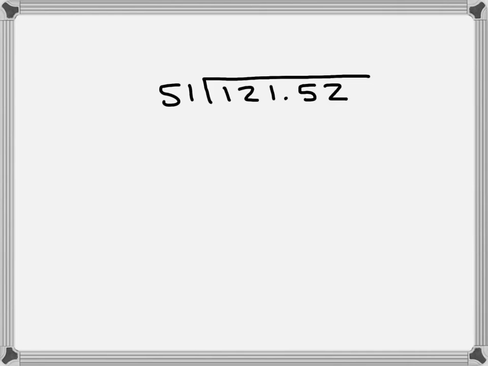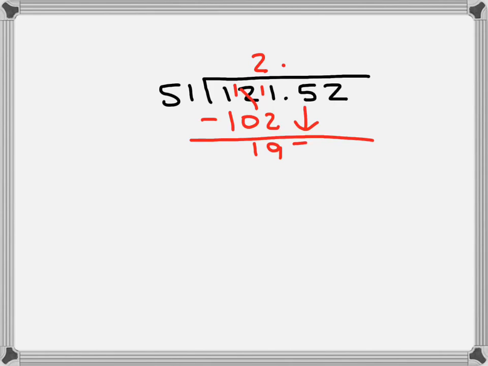Okay, so let's look at this one. We're going to put 51 in here, but we're first going to put our decimal point up at the top here. There it is. Okay, right. 51 into 121, well, we can probably say it goes in twice. 2 times 1 is 2, and 2 times 5 is 10. Okay, 11 minus 2 is 9. 1 minus 0 is 1. Okay, and that's it. Right, now we're going to bring down this 5 over here.